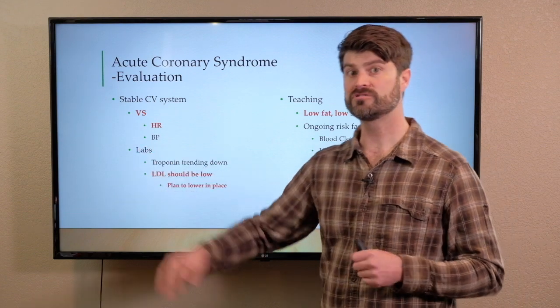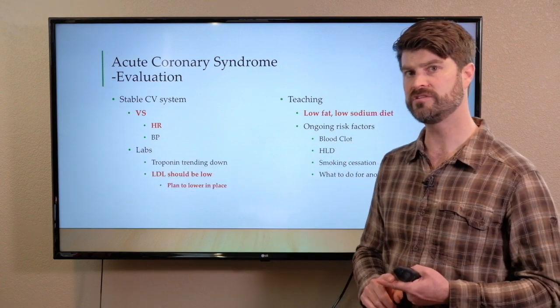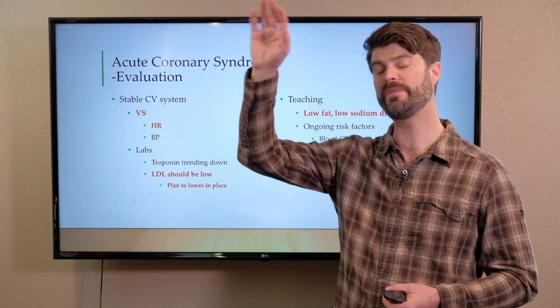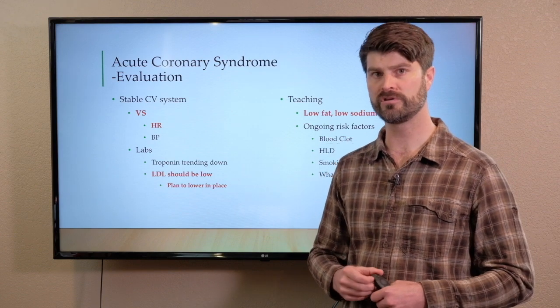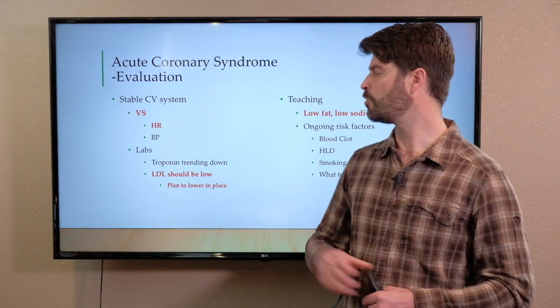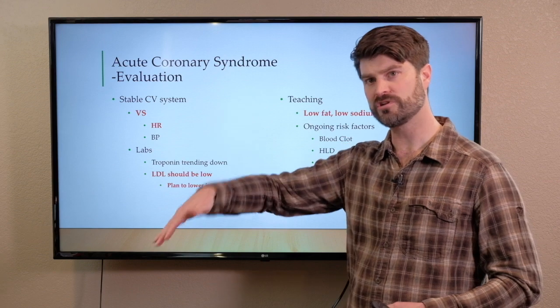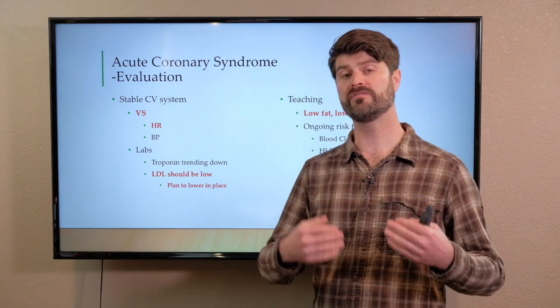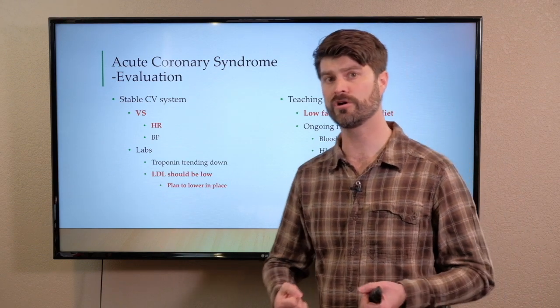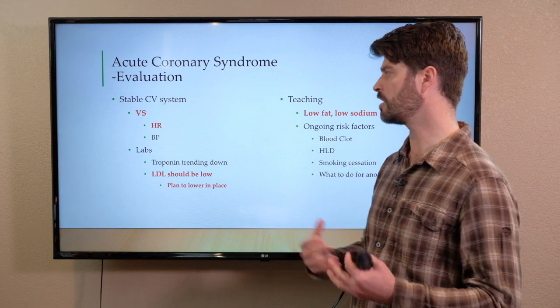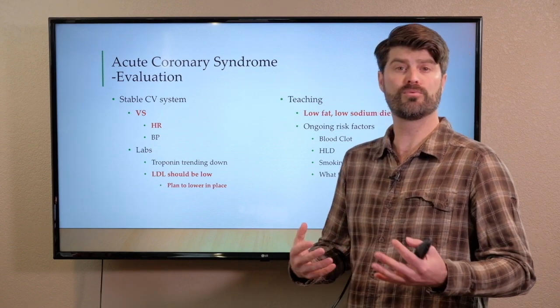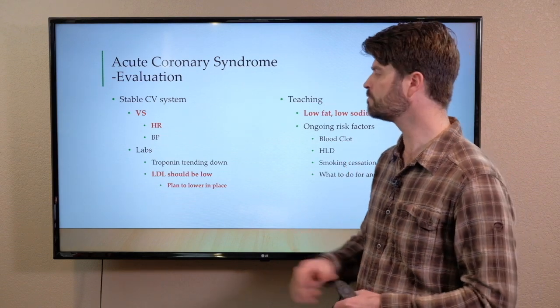And their lab work. So we're going to continue drawing troponins on these patients until we can observe a peak of their troponin level in their blood. Once we've found the peak and it starts to trend down, then we know that we have stopped tissue death from occurring. So we can start to kind of predict that we've improved the patient condition.